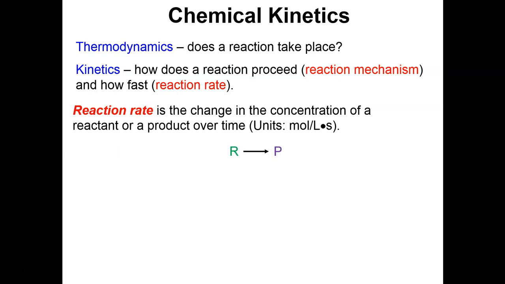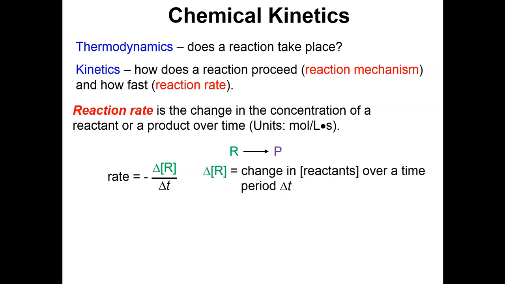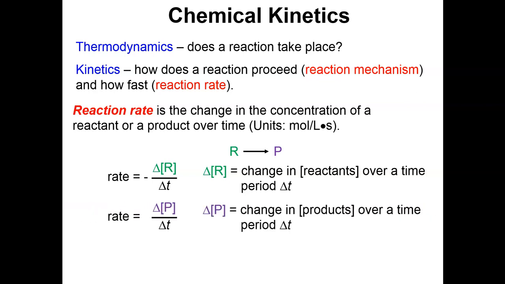So if we look at a reactant to product, where our reactants are in green, we can look at the rate of the concentration of the reactant over time. So the change in reactants over time, or we can look at the change in products over time. Now you'll probably notice on screen that the delta R, the reactant, is actually negative because of course the concentration changes, it diminishes or decreases with time. So that's important to say.